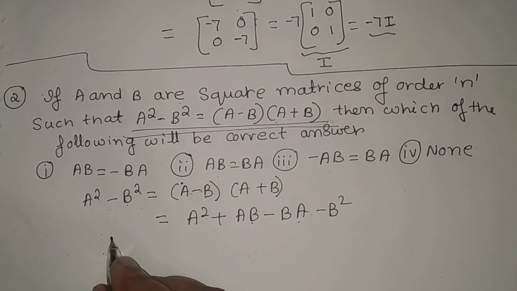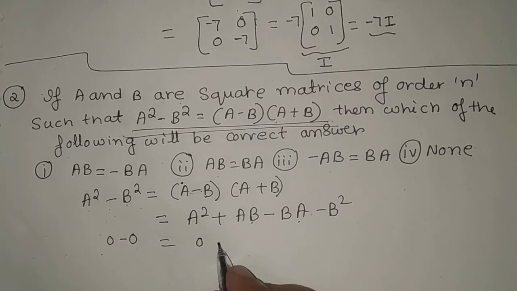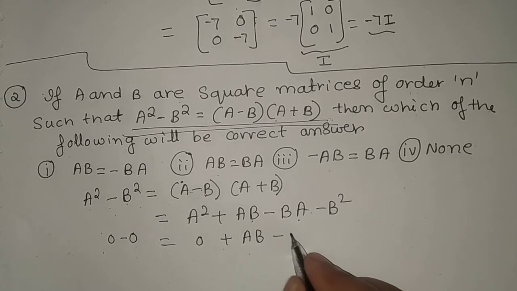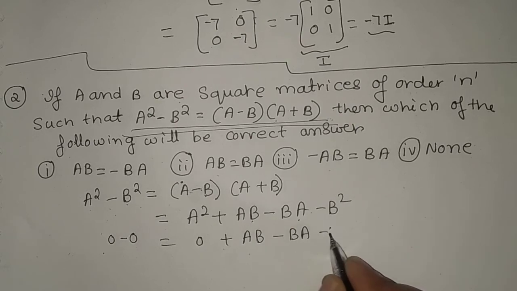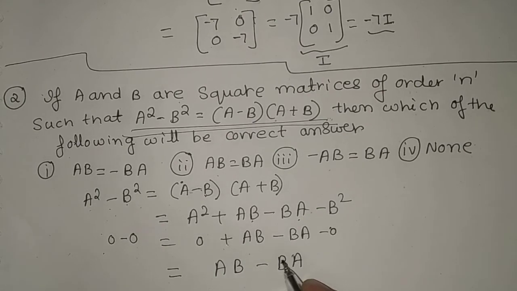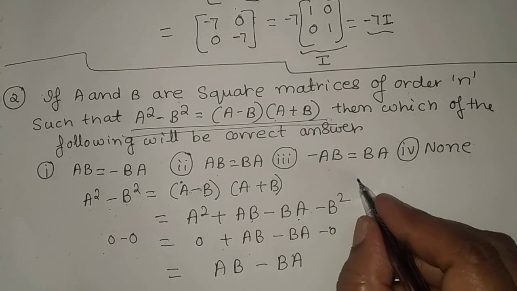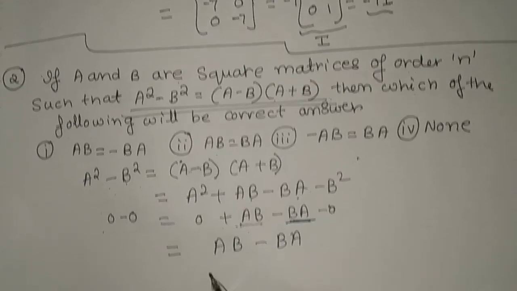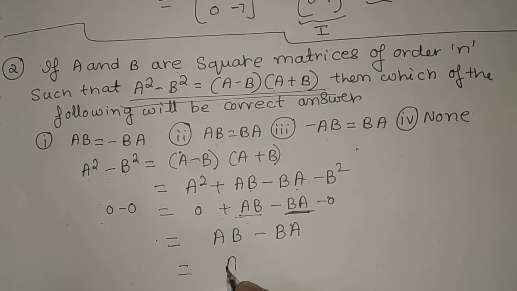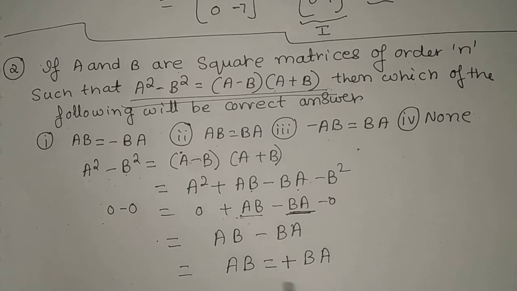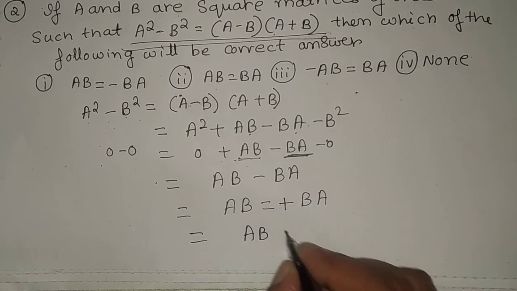If we take A square minus B square as 0, then 0 is equal to AB minus BA. So separately we are taking A square minus B square as 0, so don't substitute for this. So this is AB and BA. Finally we get this one as 0, then we get 0 is equal to AB minus BA. When minus comes to the other side, it will become plus. Finally, we can write it as AB is equal to BA.